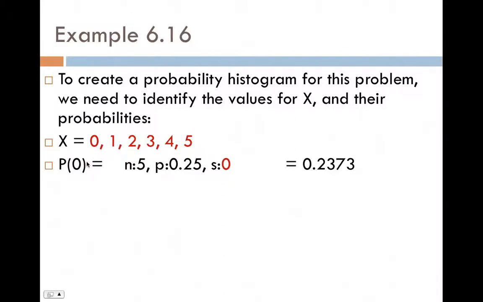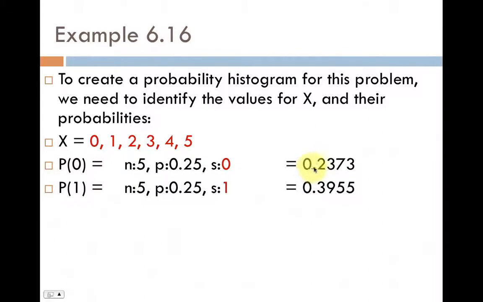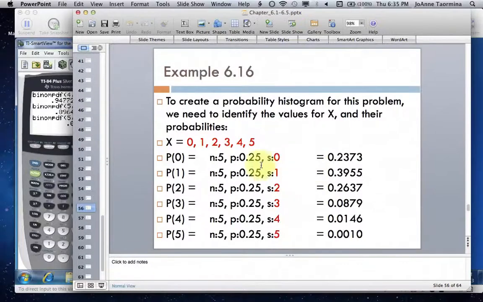To find p of x, we have to calculate the binomial probability when the x value, or the number of successes, is 0. So letting the number of trials be 5, the probability of success is 1/4 or 0.25, and s equals 0. You go to your calculator, plug those three in, and you get 0.2373. Let me just demonstrate.